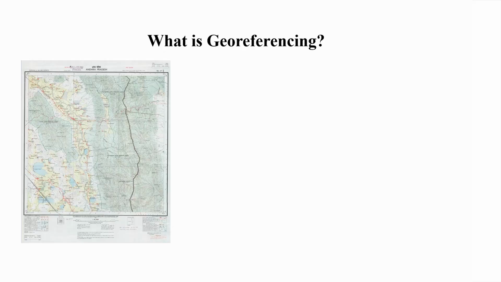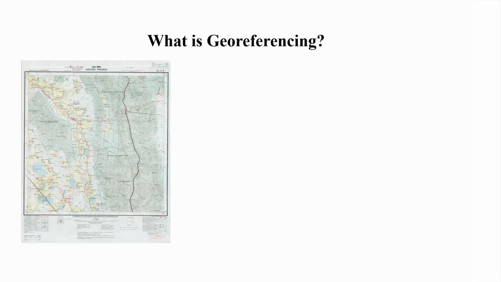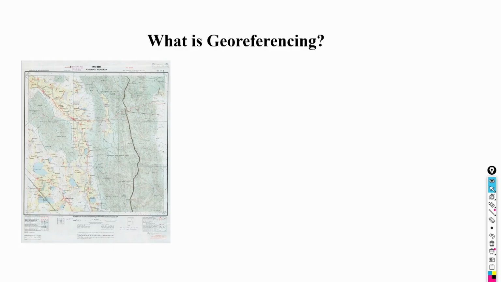Here you see the 1:50,000 Toposheet, produced by the Survey of India. The scale is 1:50,000: 1 centimeter on the map is equal to 50,000 centimeters on the ground surface. This is the traditional Toposheet, produced nearly in the 1970s. Everything was measured manually, drawn and produced. Now we have to georeference this Toposheet.